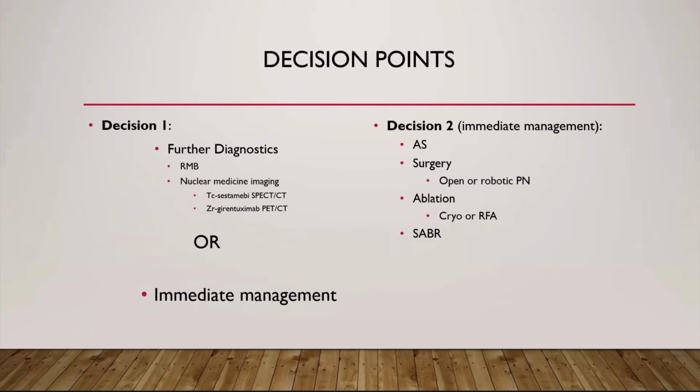So I think these are, broadly speaking, our options. The first decision point is whether to undergo further diagnostics. Do we need some more information, or would we like to have more information? That's probably going to involve a renal mass biopsy, but I'll also mention specialist nuclear medicine scans as well. Or just to proceed with immediate management, and that could take the form of surveillance, surgery, different approaches, ablation, so cryo, RFA, or SABR.